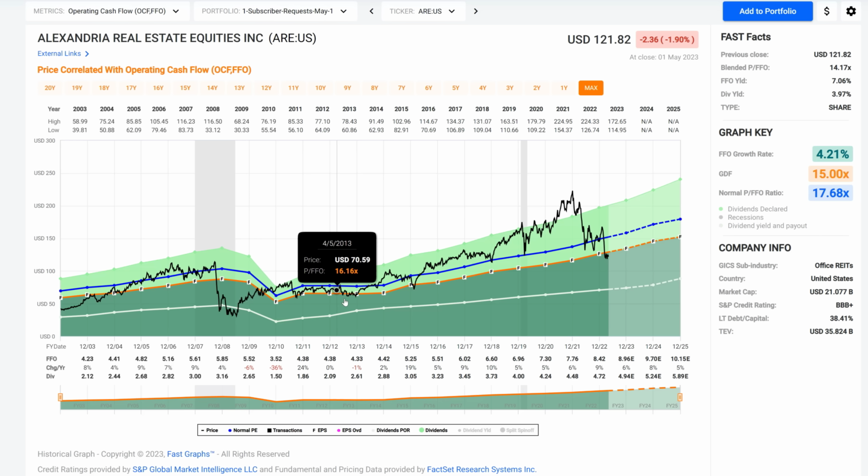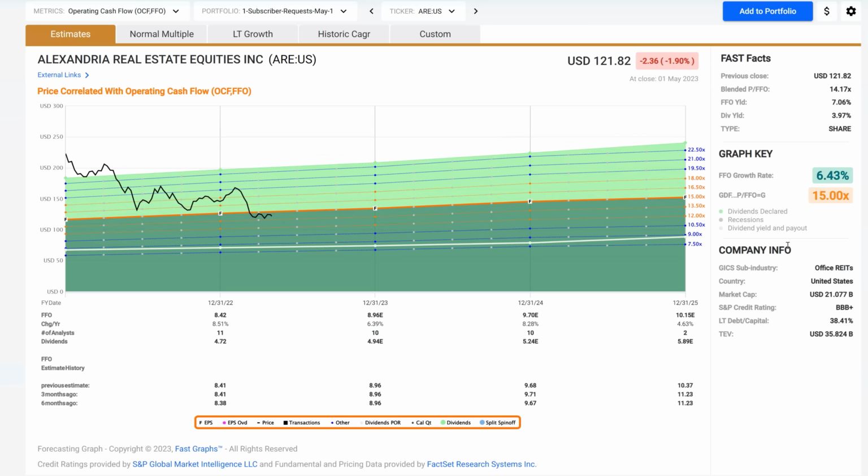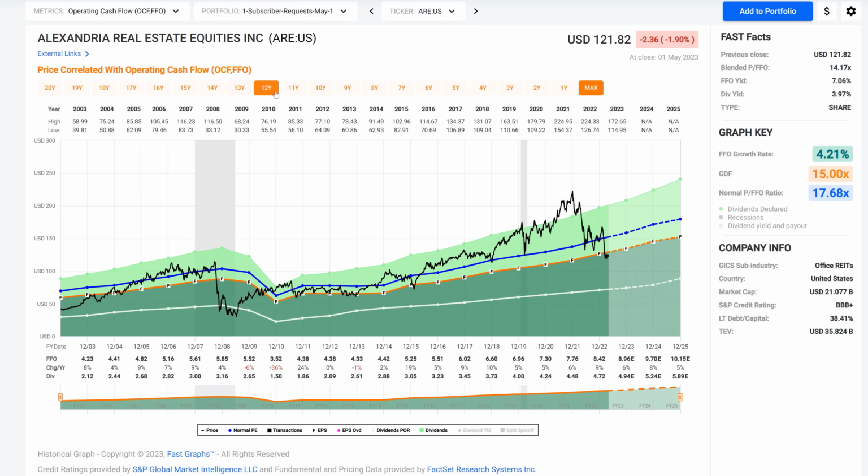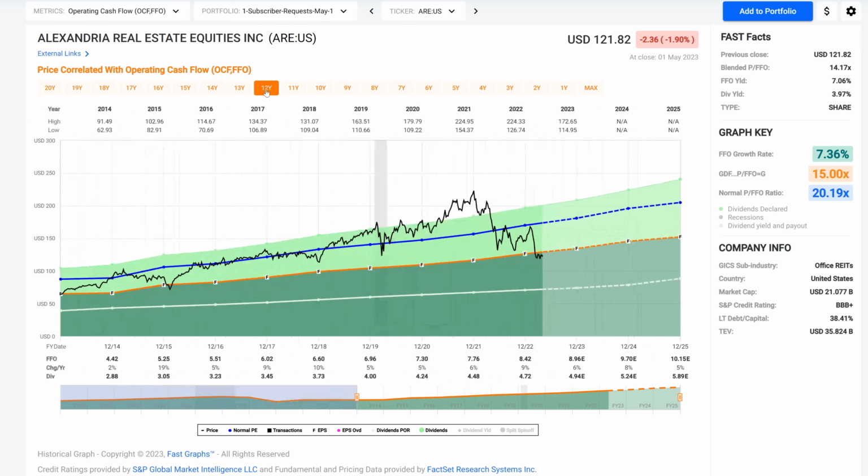Coming out of that recession, you could have bought it at a quote-unquote fair value price to FFO. Today, you can buy it at a fair value price to FFO. And if I look at forecasting calculators going forward, a historical 4% grower is expected to grow at 6.43%. But once again, if I look at this from a practical point of view and look at it for, let's say, the last decade or so, I get 6 or 7% growth. And these numbers, although they're different, they're really the same. They're within a reasonable range of each other.